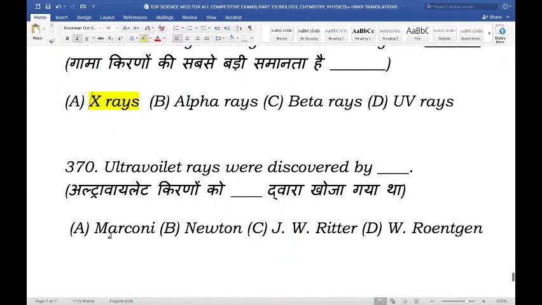Last question of the day. Ultraviolet rays were discovered by. So who discovered the UV rays? Was it Marconi, Newton, J.W. Ritter, or W. Rontgen? So the correct answer here is J.W. Ritter. John Ritter is known for his discovery of ultraviolet ray in 1801. A year earlier, in 1800, William Herschel discovered infrared. So that's a very important one to remember as well.